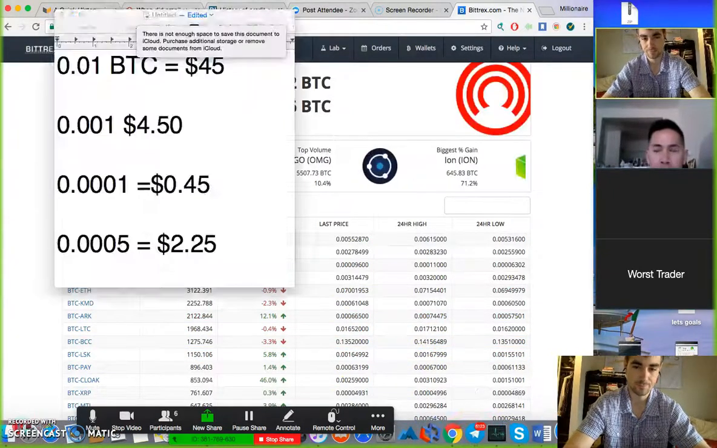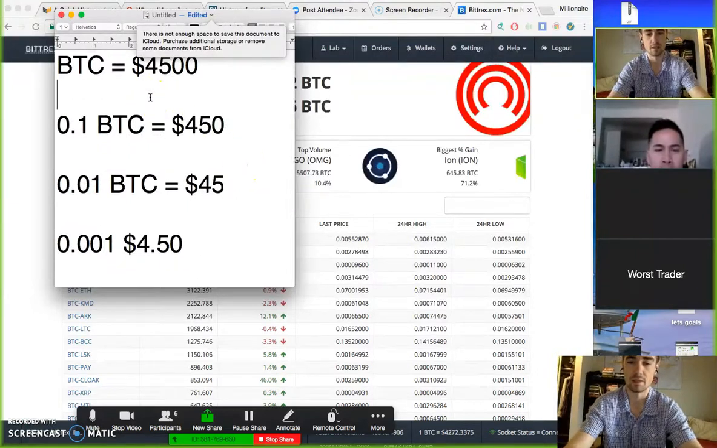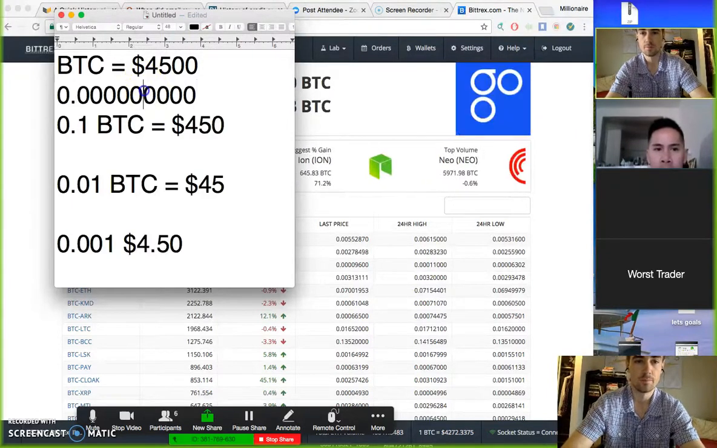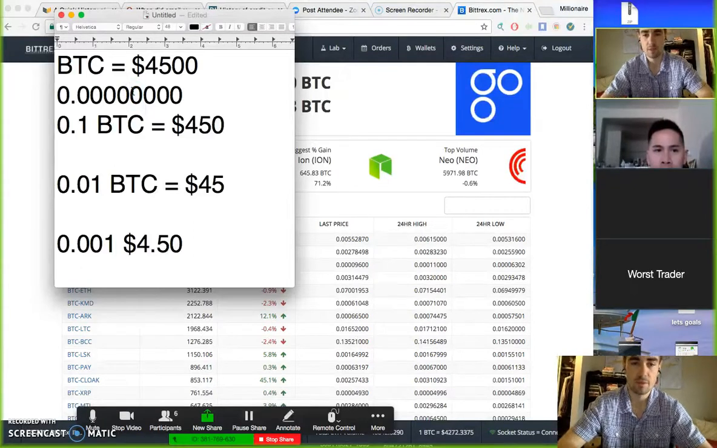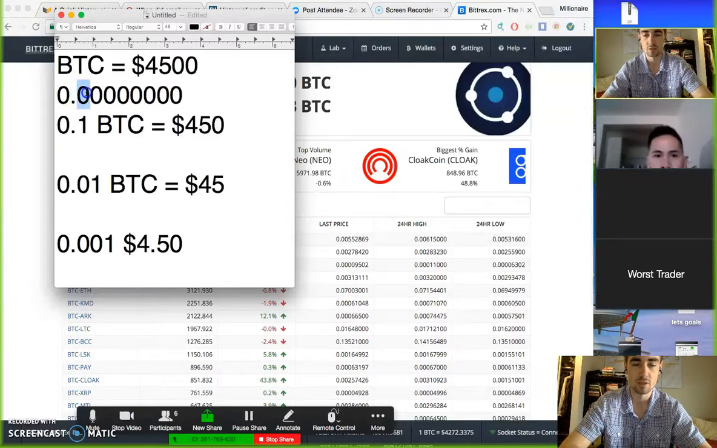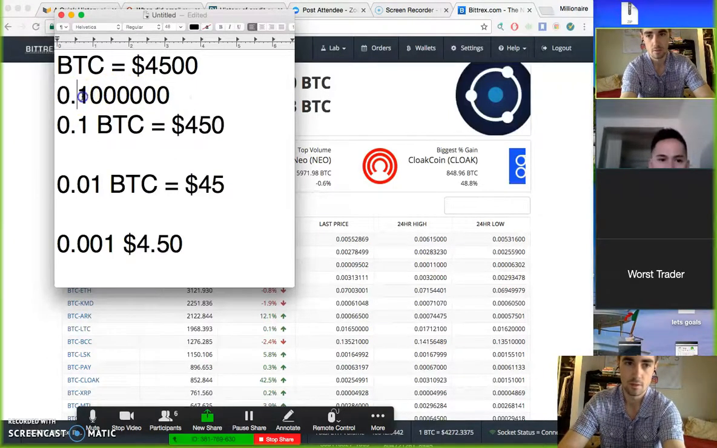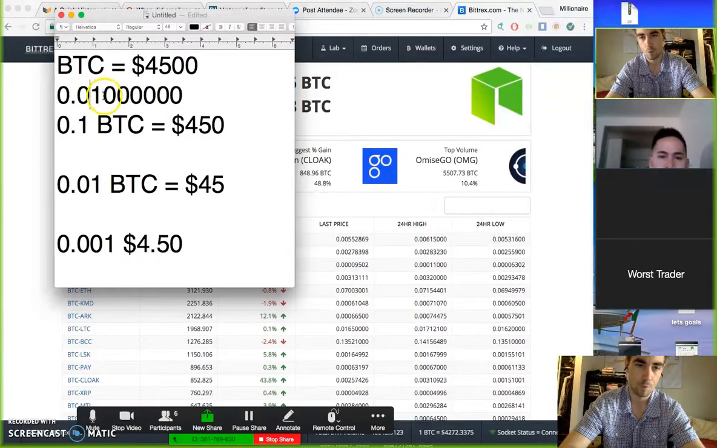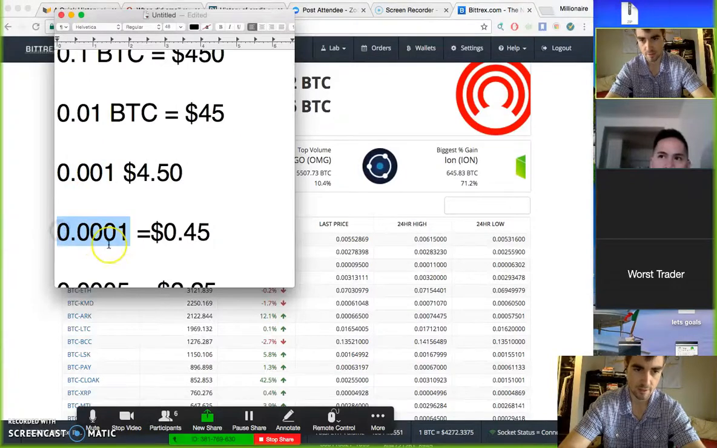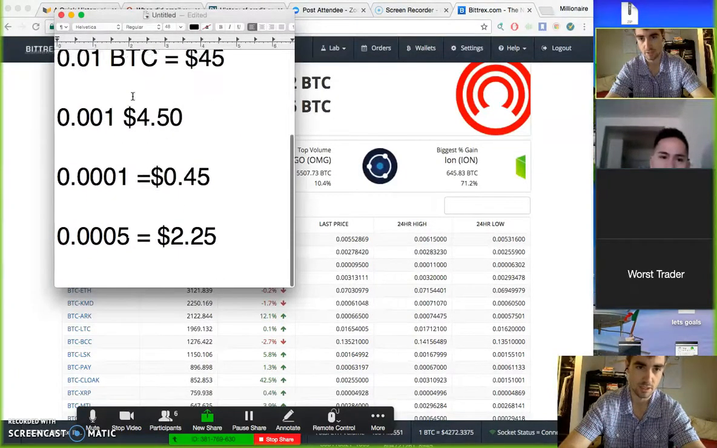Also, important to note, Bitcoin is measured up to 8 decimal points. There's a unit called a Satoshi, and that's the 8th decimal place, and it essentially means 100 million Satoshis per Bitcoin. So this would be 10 million Satoshis, this would be 10 million, and then this would be 1 million Satoshis. This would be 1 million. This would be 100,000 satoshis. This would be 10,000 satoshis. So 4 zeros, you're at 10,000.